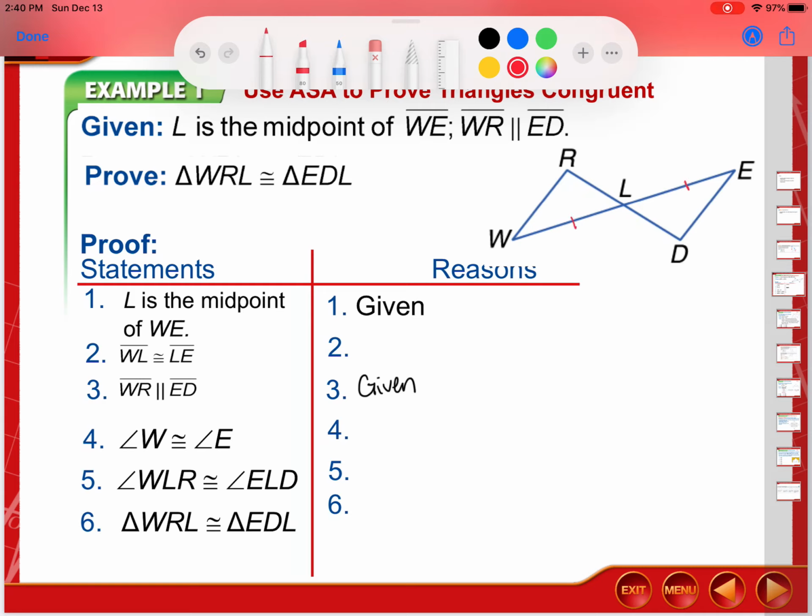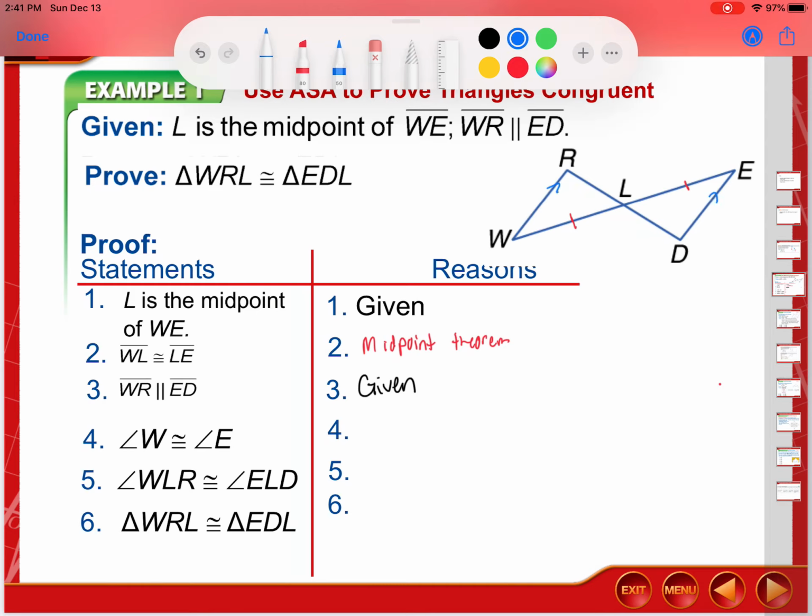So our first statement after the given says that WL is congruent to LE, which is all fine and dandy, because they said L was the midpoint of line WE, so of course both of those are going to be congruent. So for my reason, I'm going to say midpoint theorem.